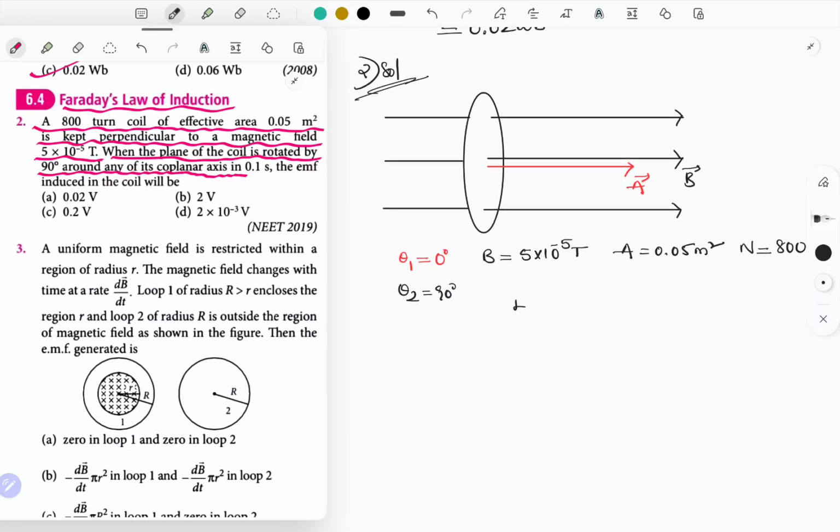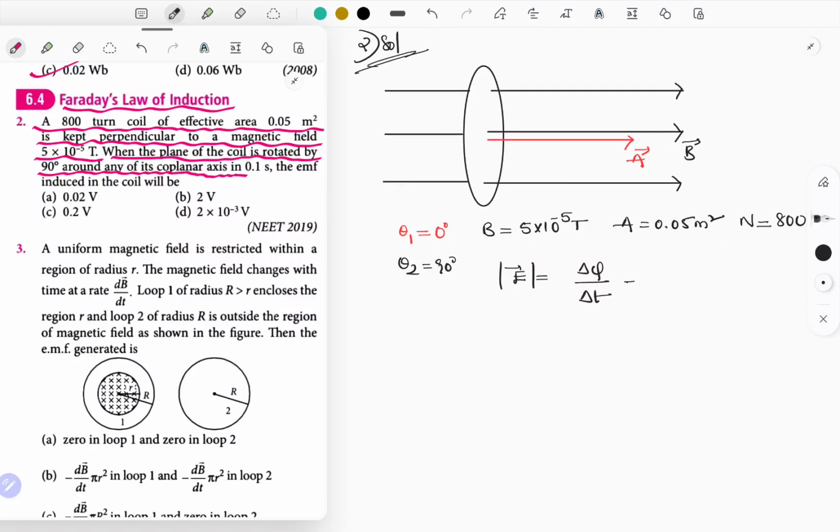So we know the formula for induced EMF magnitude, that is delta phi by delta t. So I am just considering only magnitude. Actually the formula is minus d phi by dt, right? I am finding only the magnitude of induced EMF, which can be replaced as phi 2 minus phi 1 by t2 minus t1. Initial time is 0 and the time given in the question is 0.1 second.